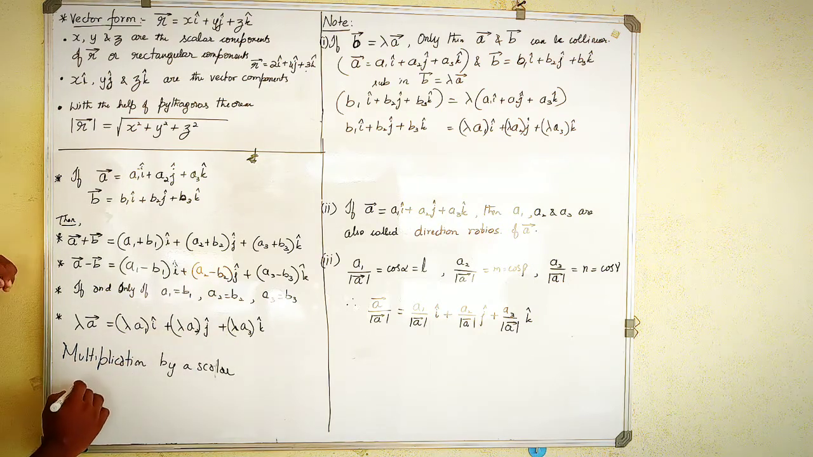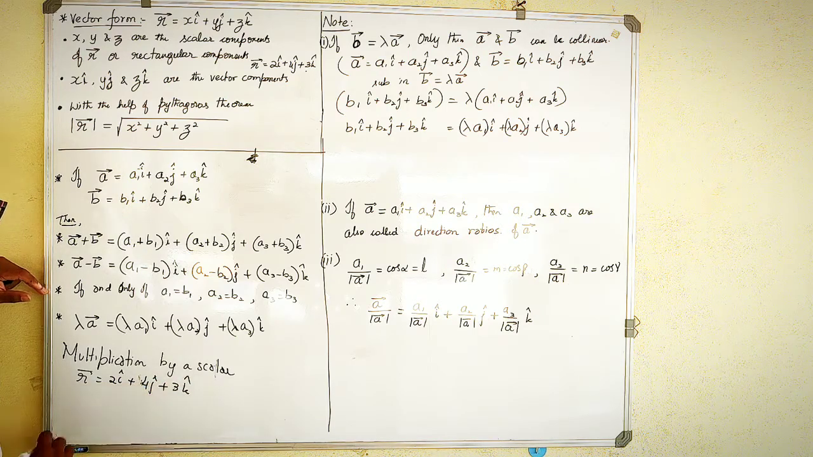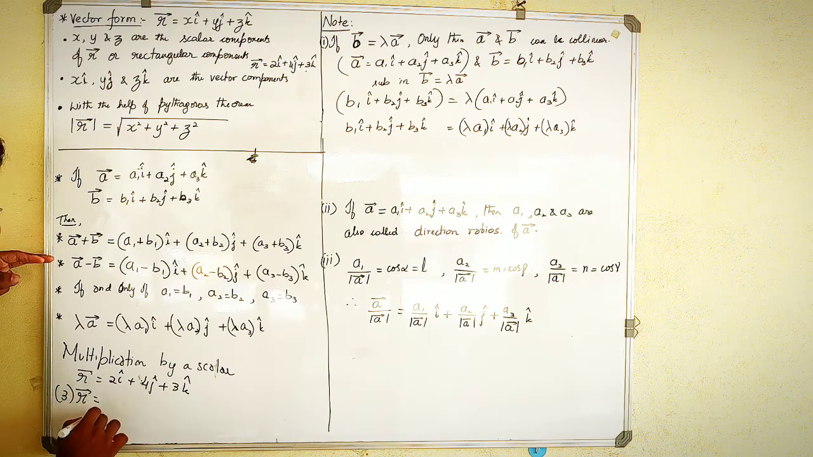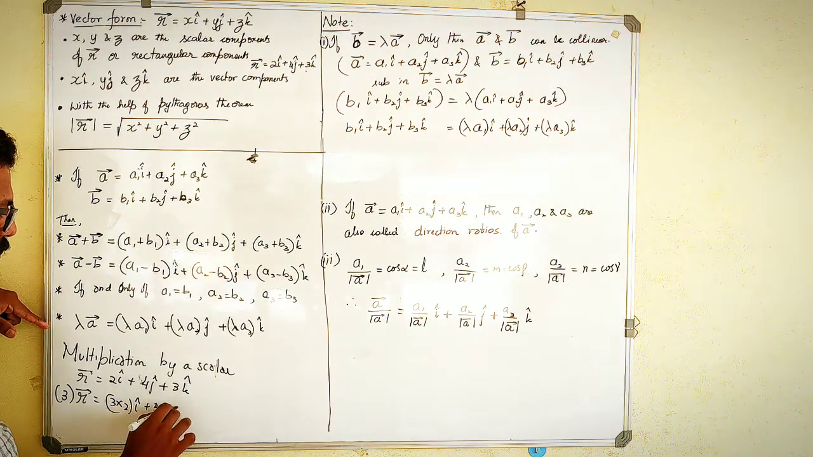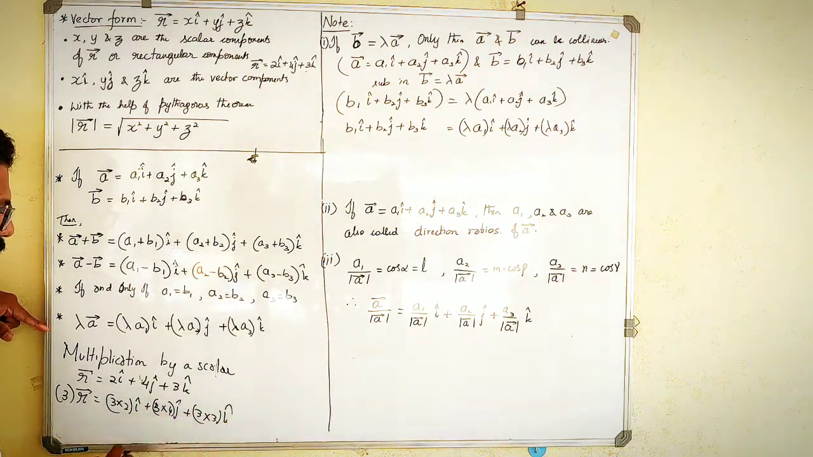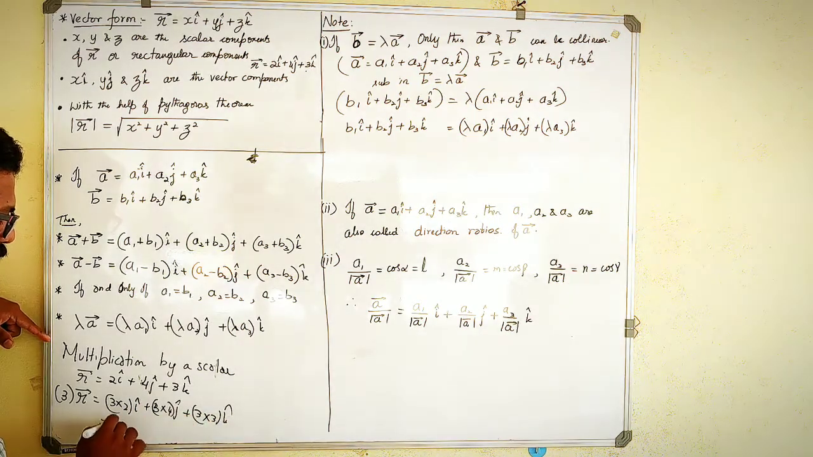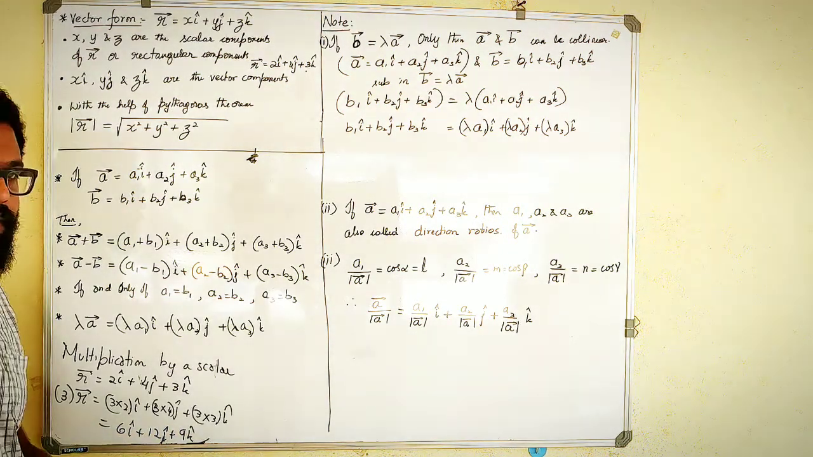You can simply think of, I'll take that example itself. If R is given as 2i cap plus 4j cap plus 3k cap, and I have to multiply, assume 3, 3 into R vector. So what will you do? 3 into 2 i cap plus 3 into 4 j cap, then 3 into 3 k cap. So that will be obtained as 6 i cap plus 12 j cap plus 9 k cap. Okay, it is very simple.